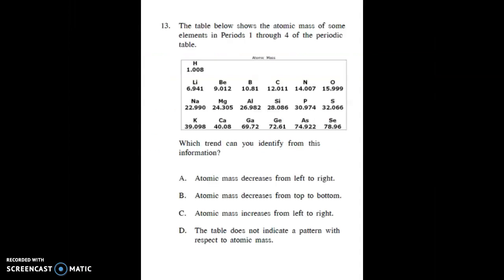Question 13. The table below shows the atomic mass of some elements in periods 1 through 4 on the periodic table. Which trend can you identify from this information? A. Atomic mass decreases from left to right. B. Atomic mass decreases from top to bottom. C. Atomic mass increases from left to right. Or D. The table does not indicate a pattern with respect to atomic mass.